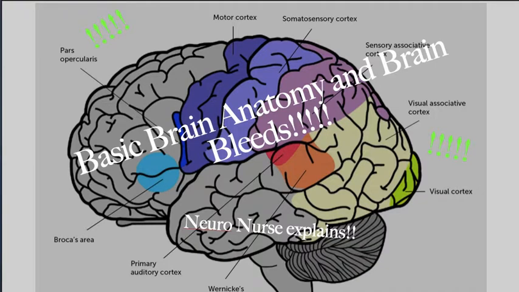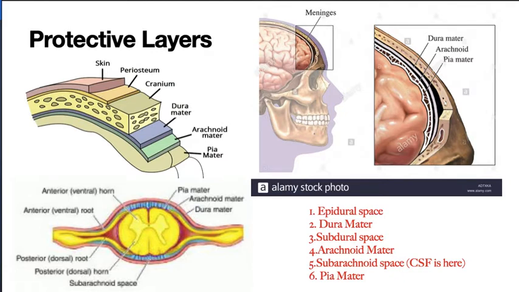Everyone, today I'll be doing a brief video on brain anatomy and brain bleeds for nurses. First, I'll start with the layers. So we've got the skin, the periosteum, and the skull, which are the protective physical outer layers.